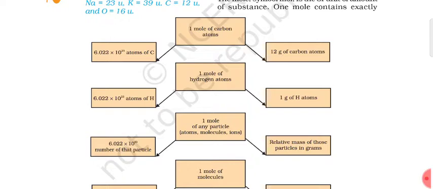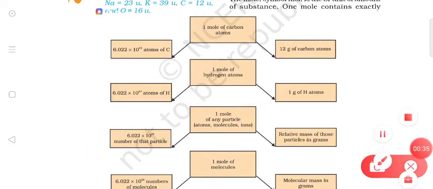So dear students, first of all we should revise, we should recall what we have learned regarding the mole. Dear students, we know that mole is a unit of amount of a substance. So mole is a unit of amount of a substance. In fact, this is the SI unit of amount of a substance. And how much is 1 mole?